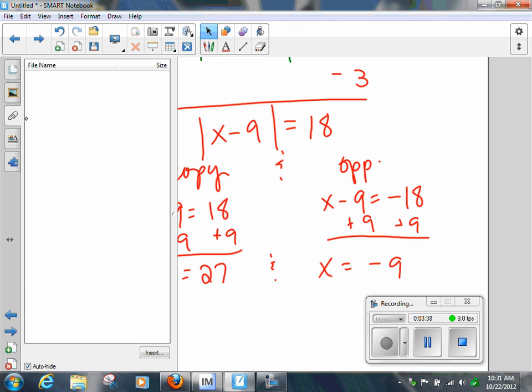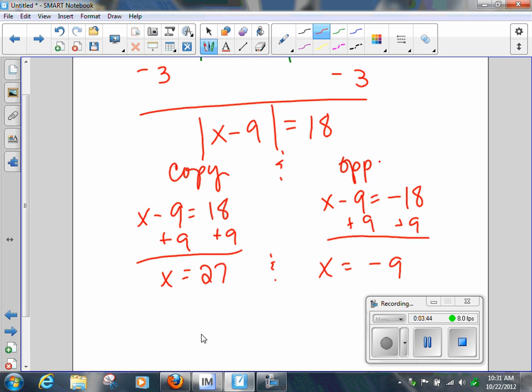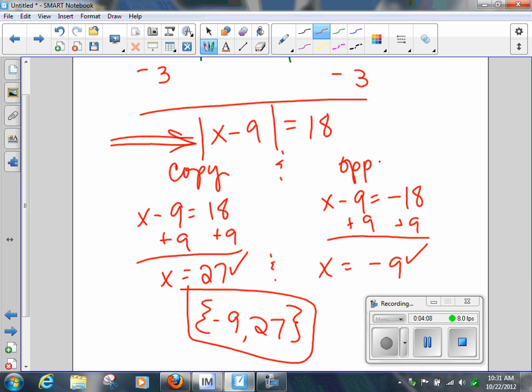You got to check it. Check it here. So 27 minus 9 is 18. What's the absolute value of 18? 18. That one works. Negative 9 minus 9 is negative 18. What's the absolute value of negative 18? Positive 18. That one works. You could have left your answers like that or put them in brackets. Okay? Any other questions on the hot notebook? Yes, sir. Yes. Any others?